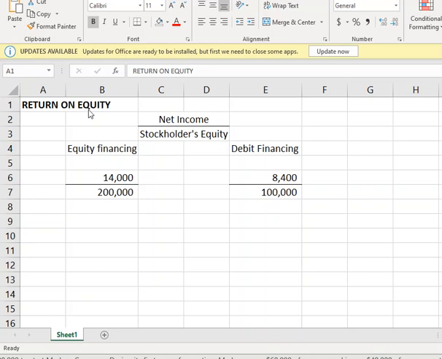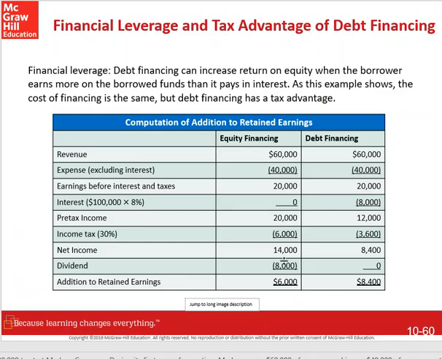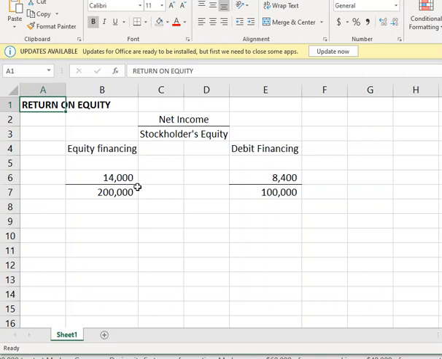So if we're looking at a return on investment or return on equity, we're taking our net income divided by stockholders' equity. So under the equity financing option, our net income was $14,000. So this net income right there, $14,000. And then we were assuming that we had to issue an extra $100,000 of stock. So that brought our stockholders' equity to $200,000. So that would be our ratio, our return on equity ratio under equity financing.